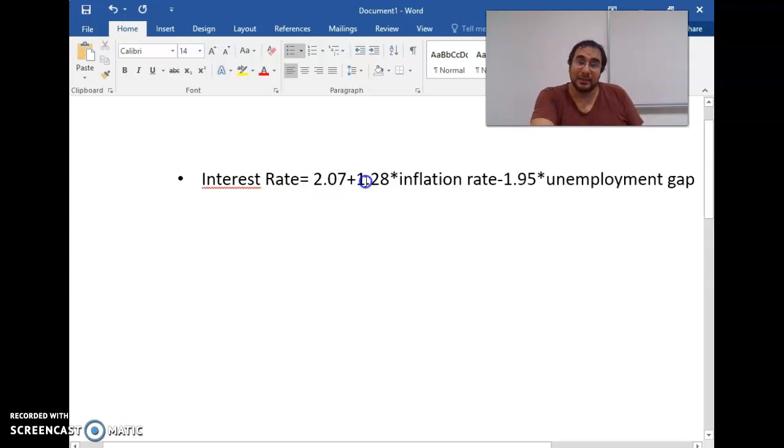How did Taylor create these numbers? It is calculated basically for the United States. For the United States, when you calculate the interest rate according to these numbers, according to Taylor, you always set a monetary policy which will make you return to the potential output. So this is Taylor's rule.